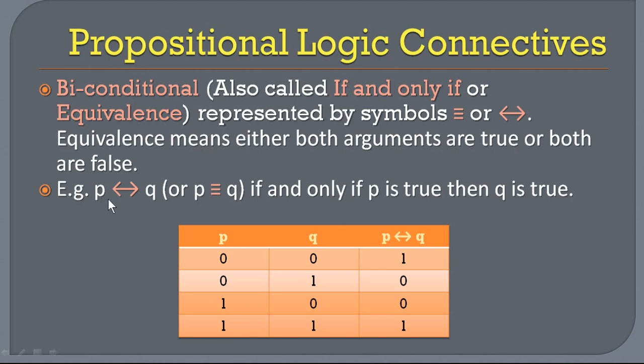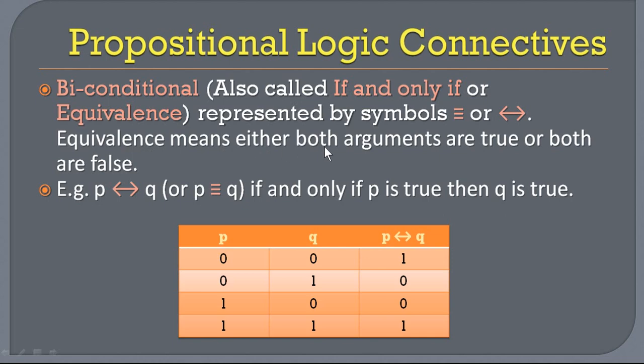So you can see some examples: P equivalence Q, with a double-headed arrow, or you can see P triple dash Q. This also represents that if and only if P is true, then Q is true. So you can see some examples given in the truth table.